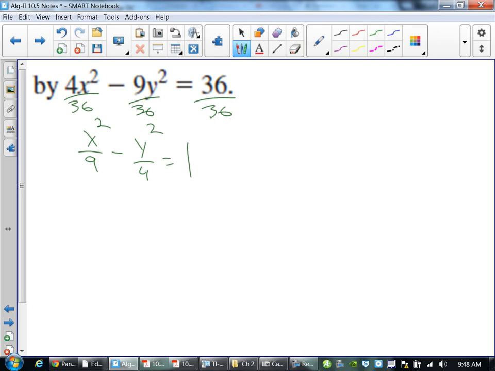How do you know when the y squared goes first and the x squared goes first? It would be written 9y squared minus 4x squared. It could also be written as negative y squared plus x squared. So whichever one's negative. That's what we're asking.